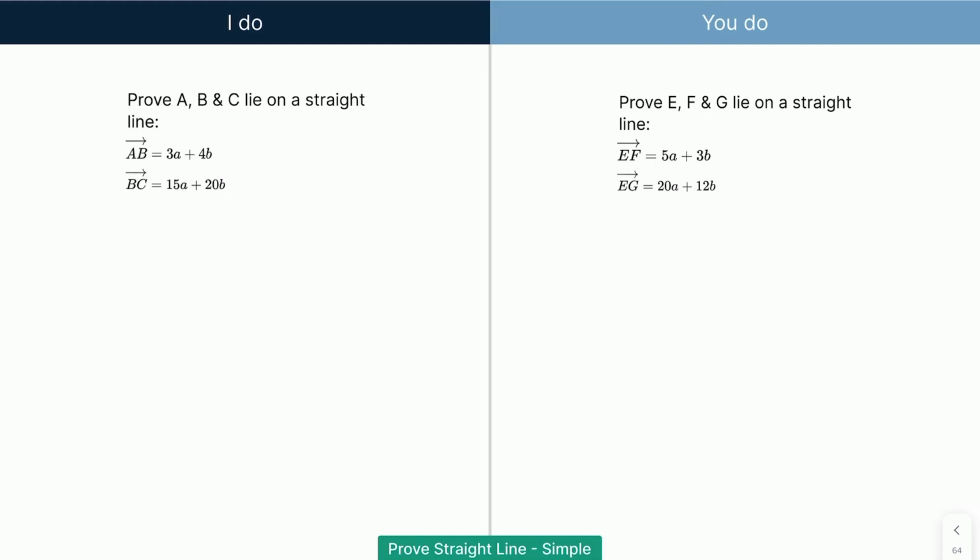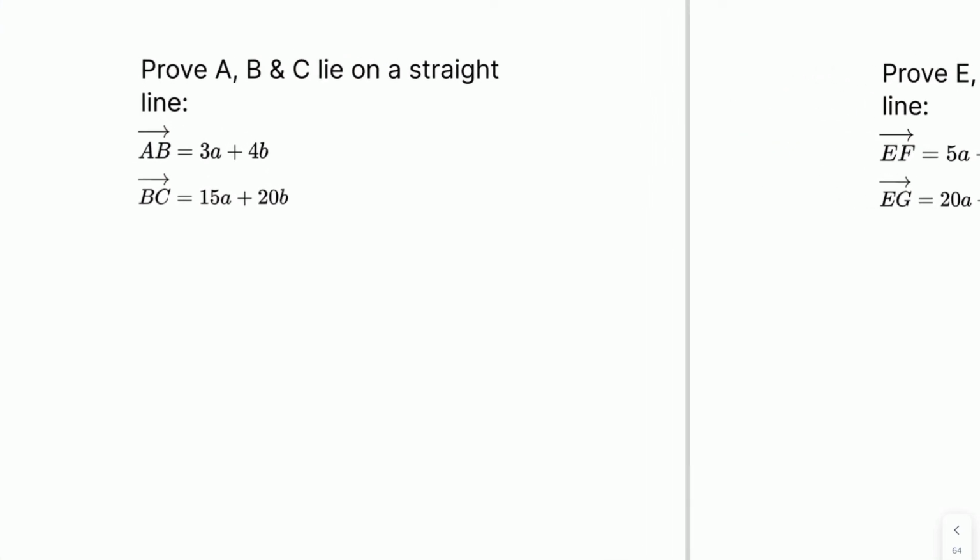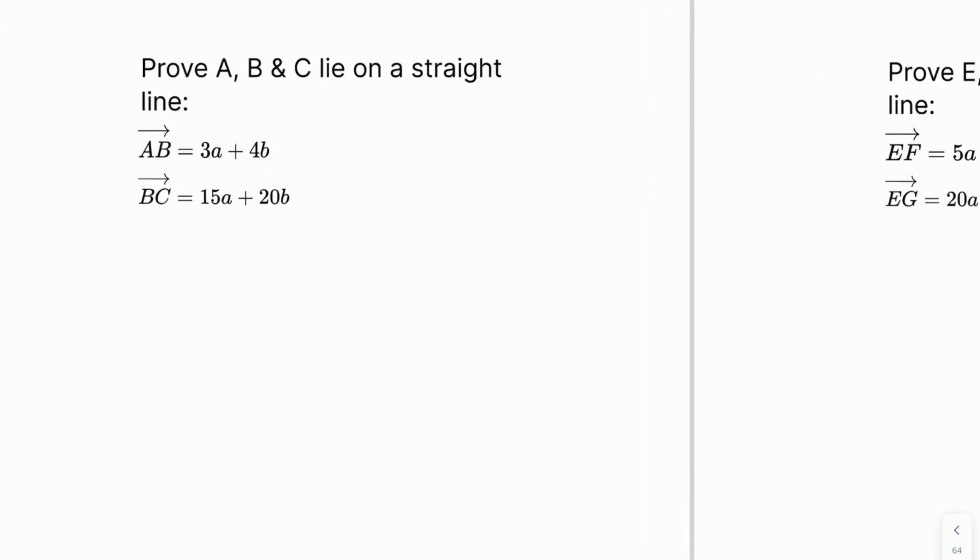Now, proving that A, B, and C lie on a straight line. So we have this example here. Again, start off in the exact same way. Are they multiples of each other? Yes, that's times 5. That's times 5. So I can say that BC is equal to 5 times AB.